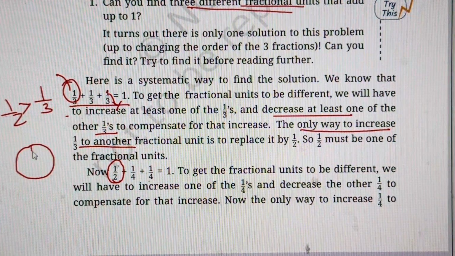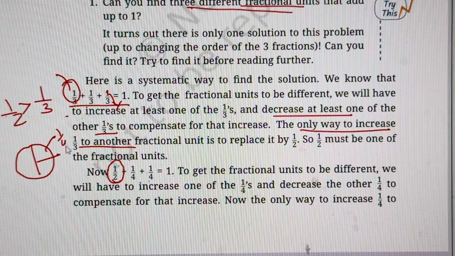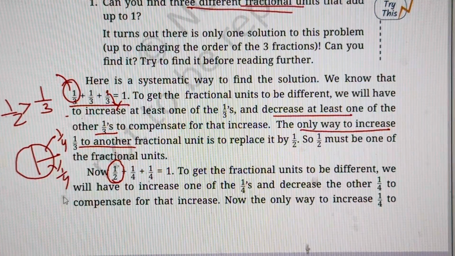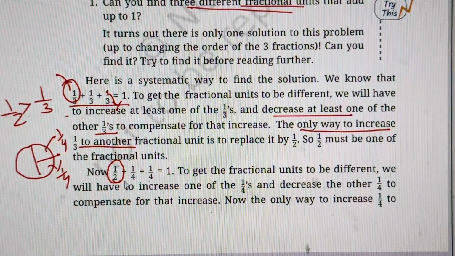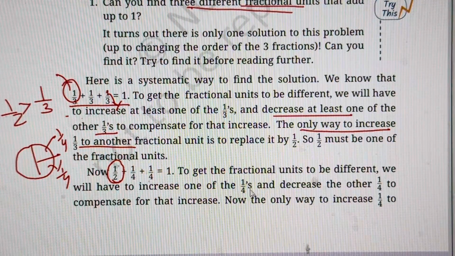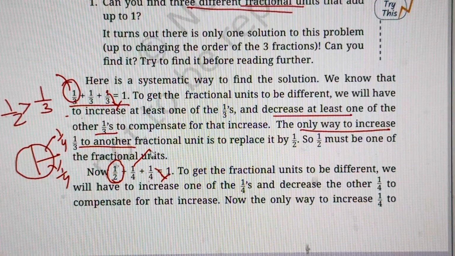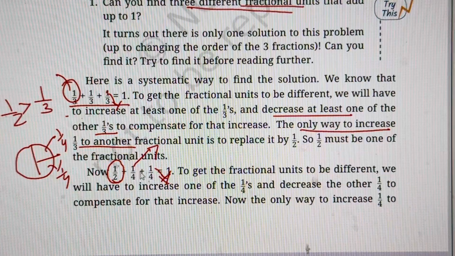Right? So if we have replaced with half, then if we divide the remaining part, this is 1/4 plus this is 1/4. Now to get the fractional units to be different, they are not yet different, only two are different and two are the same. So we have to increase one of the 1/4s, right? And decrease the other 1/4 to compensate. There are two 1/4s. So one has to be increased, the other has to be decreased. Now what is greater than 1/4? It is only 1/3, or half, which we have already used.